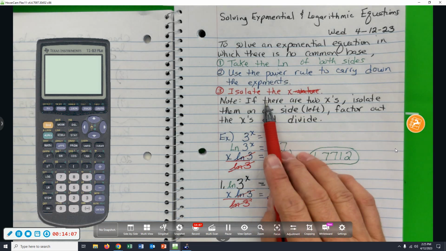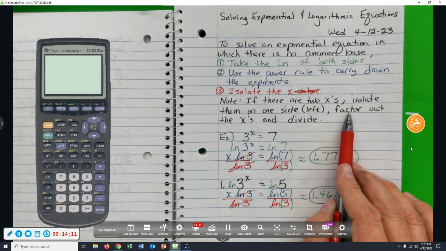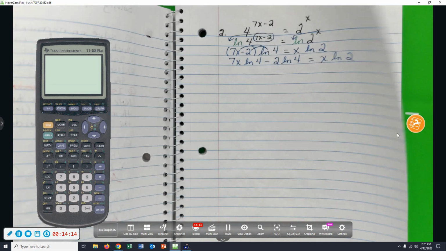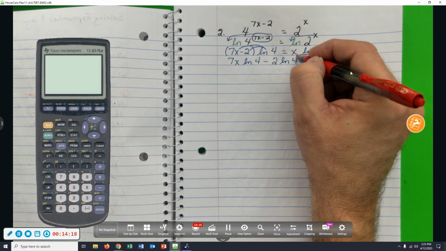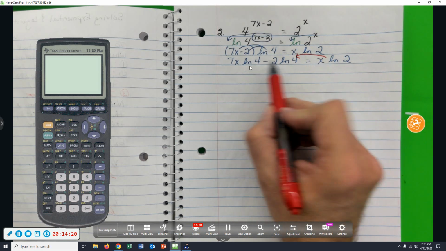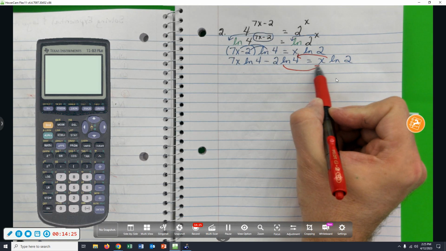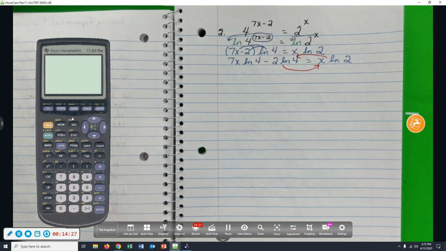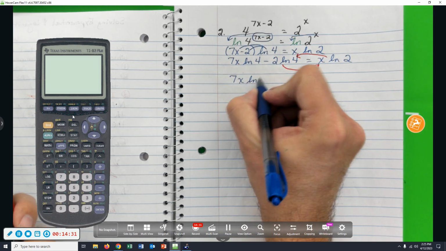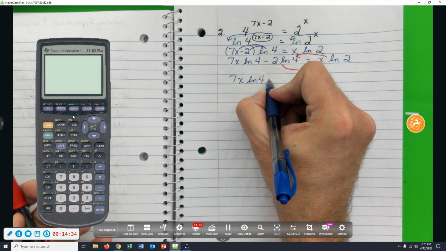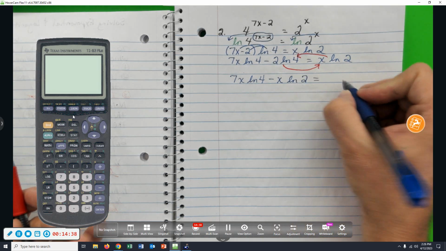Okay? Let's go back and finish it. If there are 2 x's, isolate them on the left side. So I'm going to move the x ln 2 over to the left, and the term that doesn't have an x, the 2 ln 4, I'll move it to the right. So we have 7x ln 4. What I'm doing right now is isolating the x terms on the left.